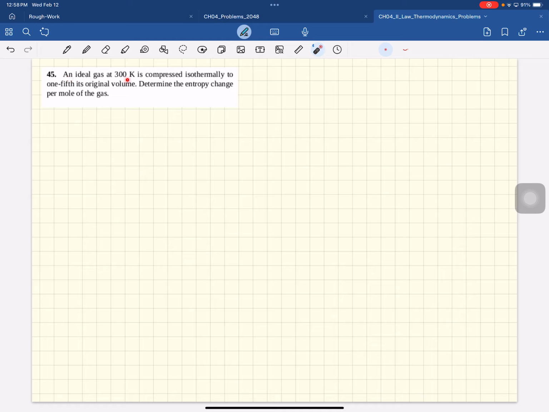An ideal gas at 300 degrees Kelvin is compressed isothermally to 1/5 its original volume. Determine the entropy change per mole of the gas. Okay, so you can look up your formula. It's R log V final over V initial.